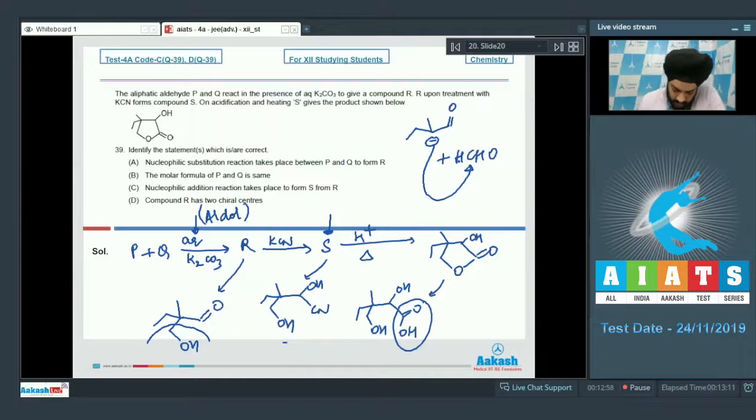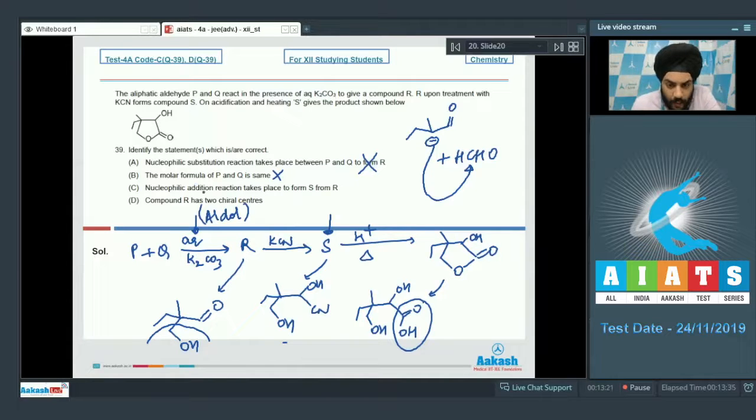Okay, so if we talk about the question number 39 now, we have to identify the statements which is or are correct. Okay, so option A, it says nucleophilic substitution takes place between P and Q to form R. This is not correct, students. This is an aldol condensation happening. If you talk about option B now, it says that the molecular formula of P and Q is same. This is also not correct, students. P and Q are not the same.